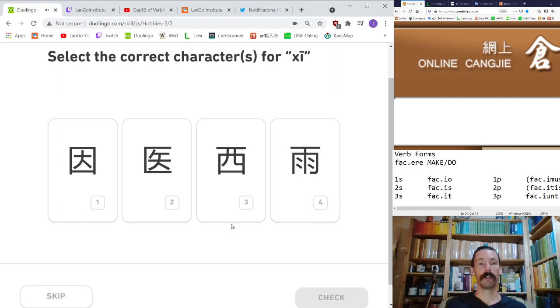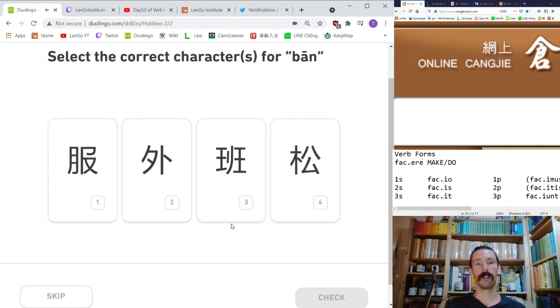All right, from left. The reason in. Medicinal arts. E. West. 西. Green. 雨. But from the left, 服, submit. Outside, why? Squadron 班. 松. You want 班.